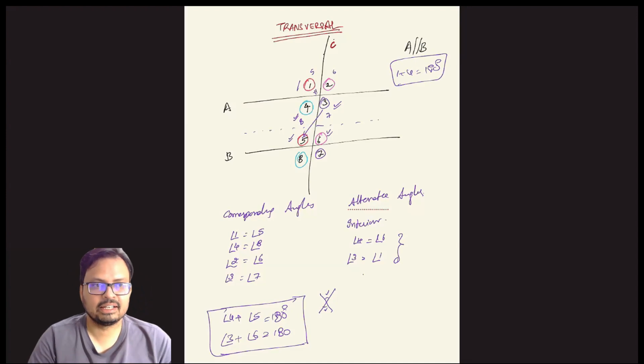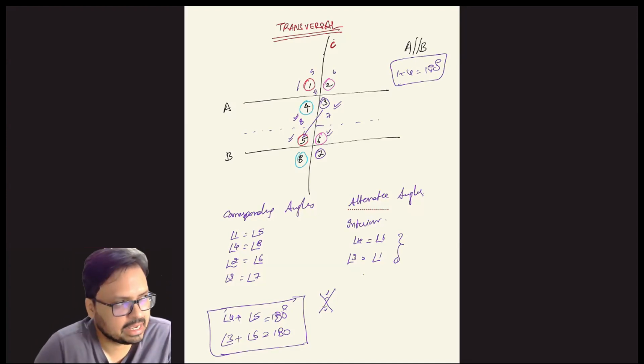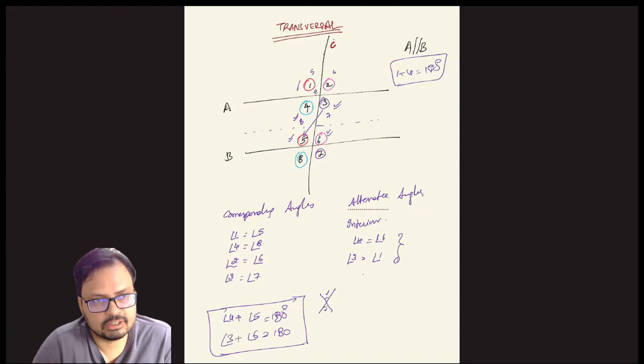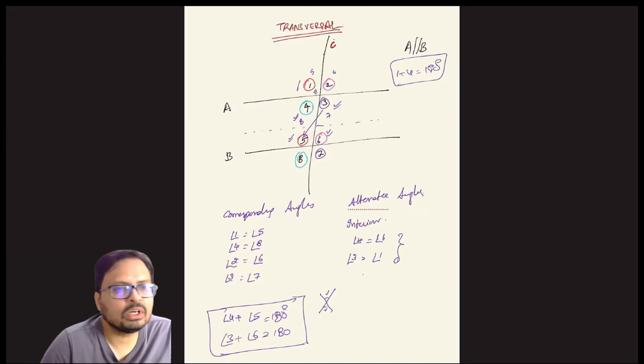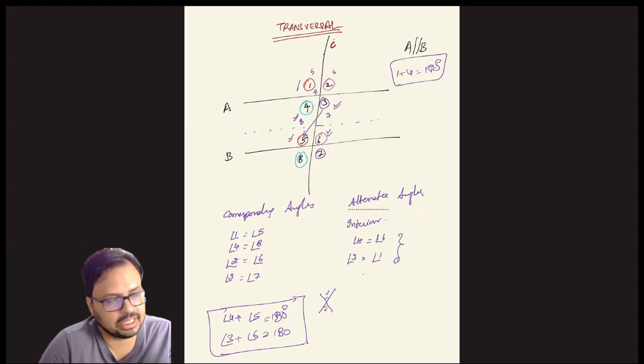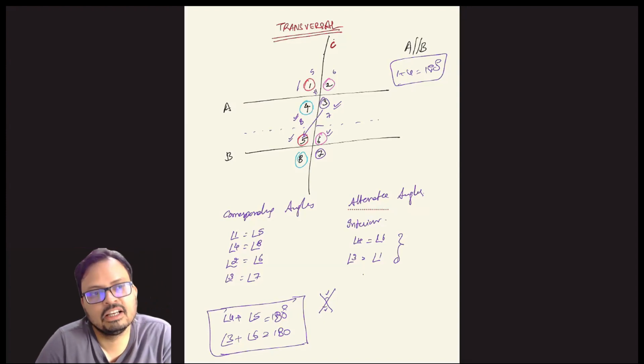So don't look at transversals as multiple formulas. Corresponding angles are equal, vertically opposite angles are equal, alternate angles are equal. You don't really have to understand all of those things. What you need to understand is only two things, right? One is vertically opposite angles are equal, and you also need to understand what a linear pair is, which you have done in the previous classes. So that's it largely about transversals.